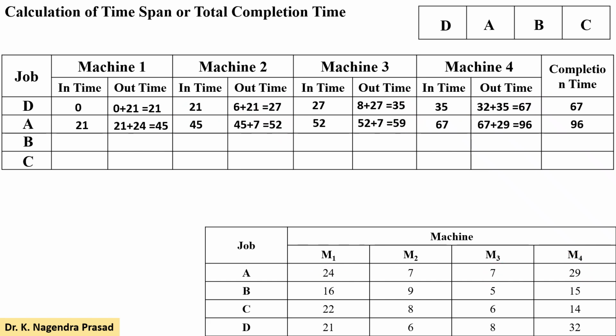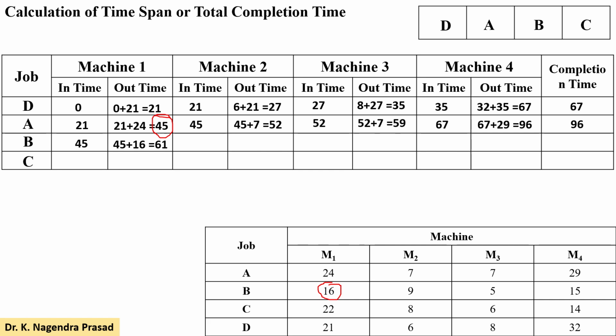So next, for job B. Job B has to be moved on machine 1, but machine 1 is engaged with job A up to 45 hours. So after 45 hours only it will be free. So job B is moved on machine 1 after 45 hours. So in time for job B on machine 1 is 45, and the processing time is 16. So out time is 45 plus 16, which is equal to 61.